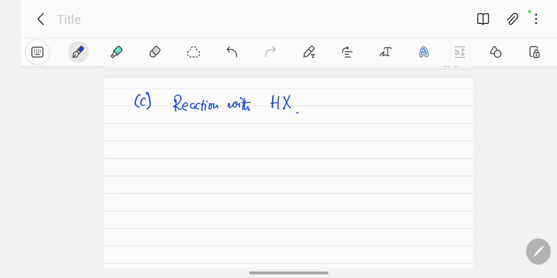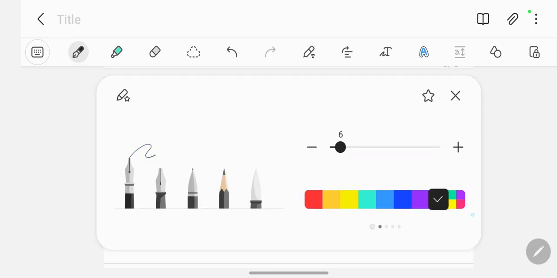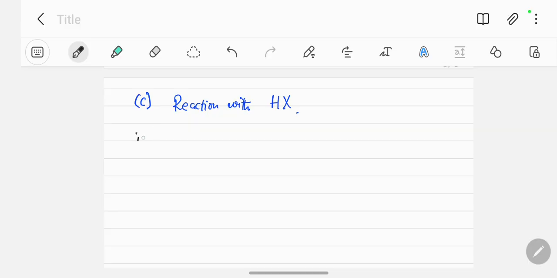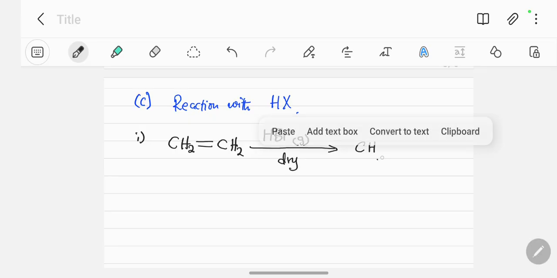So I'm going to move straight to the reactions, and my first reaction is going to be this simple ethene, and when you add in hydrogen bromide in its gaseous state, when it's dry, it gives you CH3, then CH2, and bromine there.